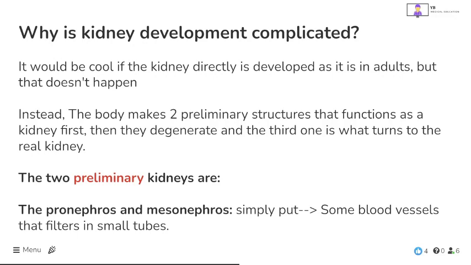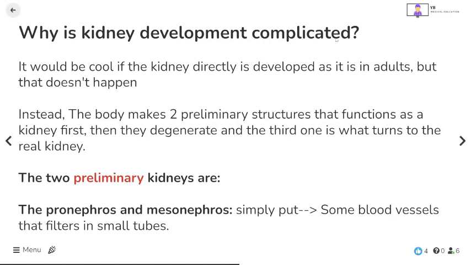Okay, guys, let's recap what we just said regarding the kidney development. It would be cool if the kidney directly developed as it is in adults, but that does not happen. Instead, the body makes two preliminary structures that function as a kidney first, and then these degenerate, and the third one is what turns into the real kidney.